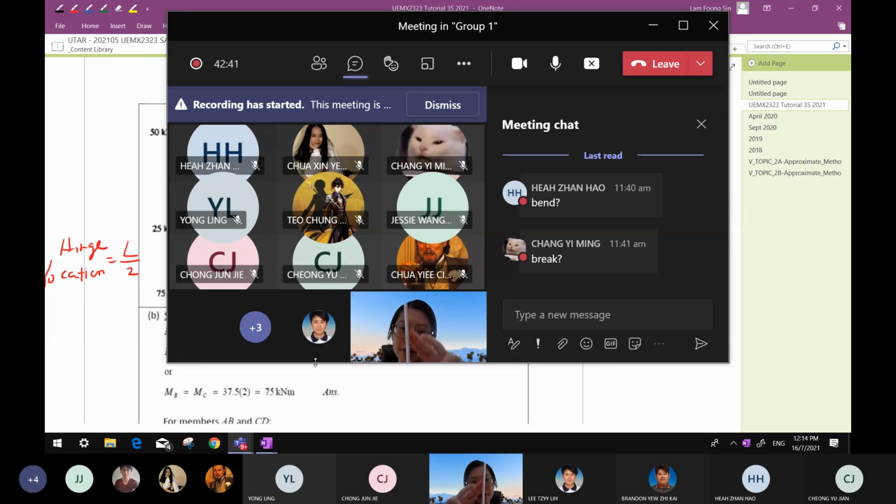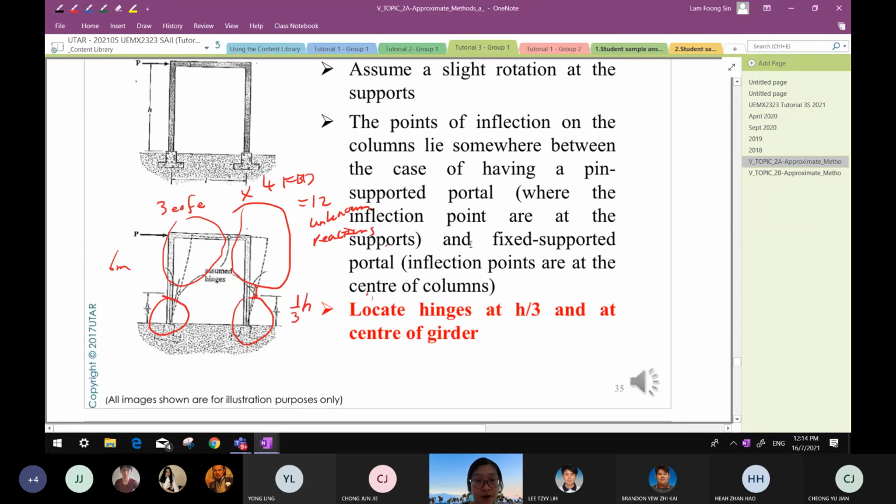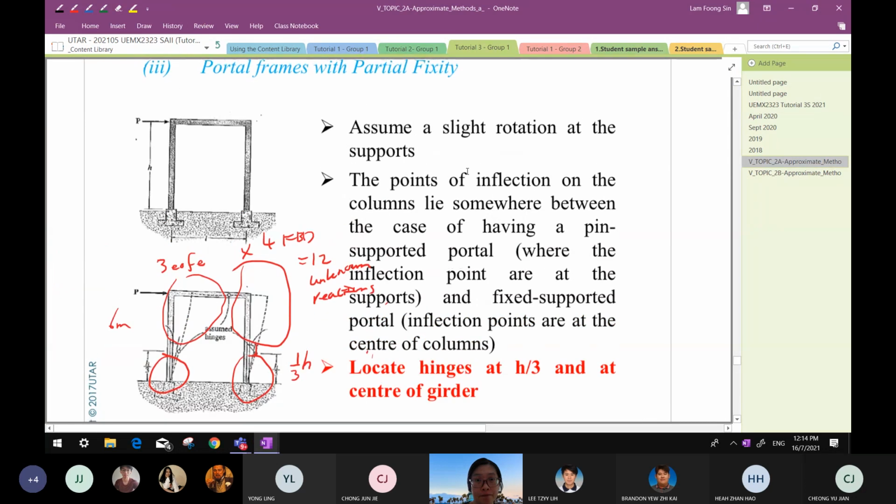So it depends on the support, right? The fixity depends on the health. So sometimes there is slight rotation, so not fully fixed, right? So you can assume that if it's not fully fixed, you can see that. But if it's fully fixed, then you can have a perfect half. The hinge will be at a half. If it's not fully fixed, then you kind of have something like that. So 1/3.